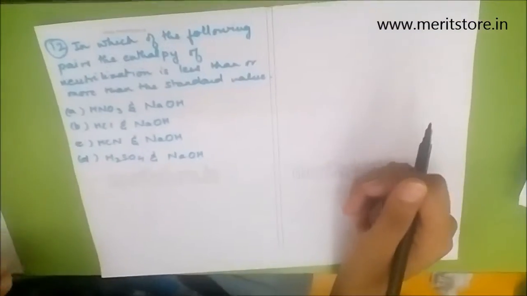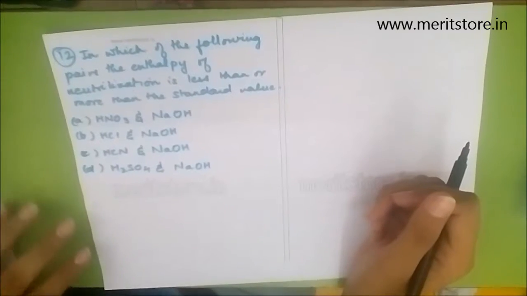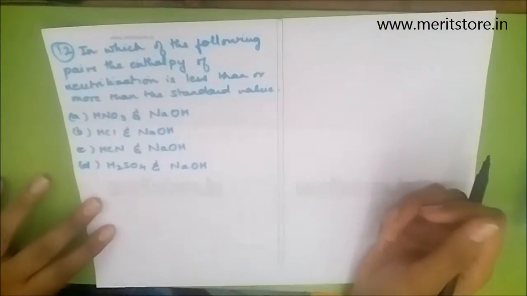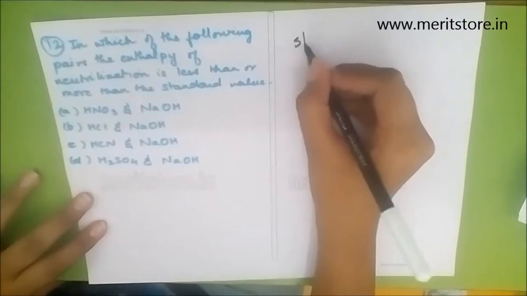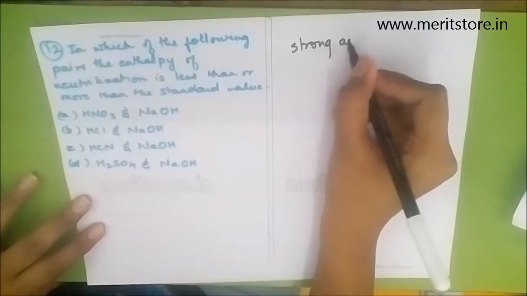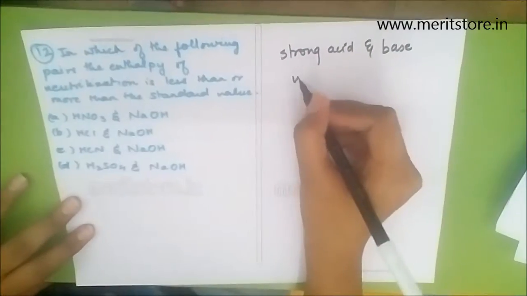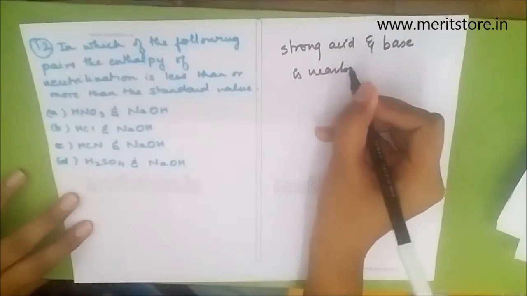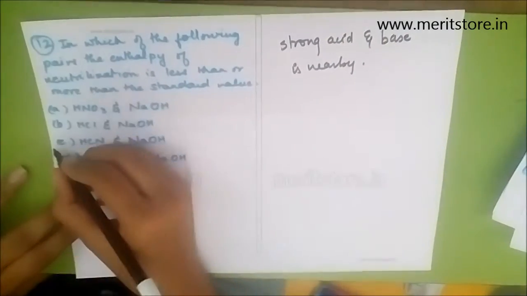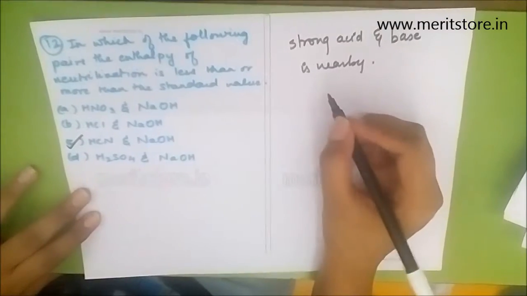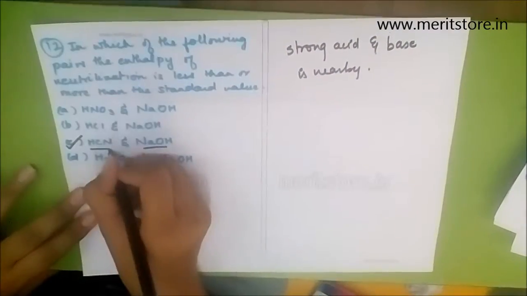In which of the following pairs is the enthalpy of neutralization less or more than the standard value? Now here the correct option is when the enthalpy of strong acid and base is nearby the standard value. Therefore the correct option is HCN, as the base over here is strong and acid is weak.